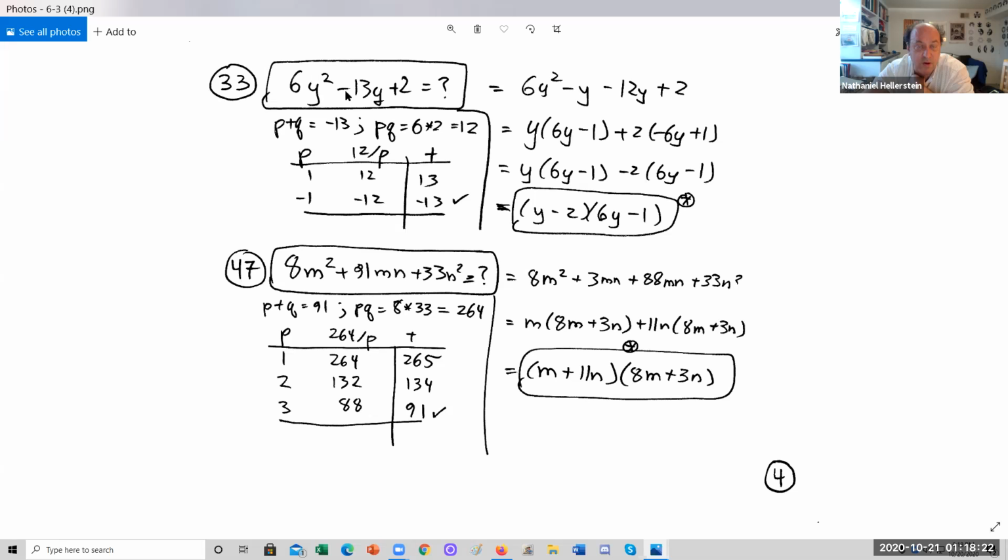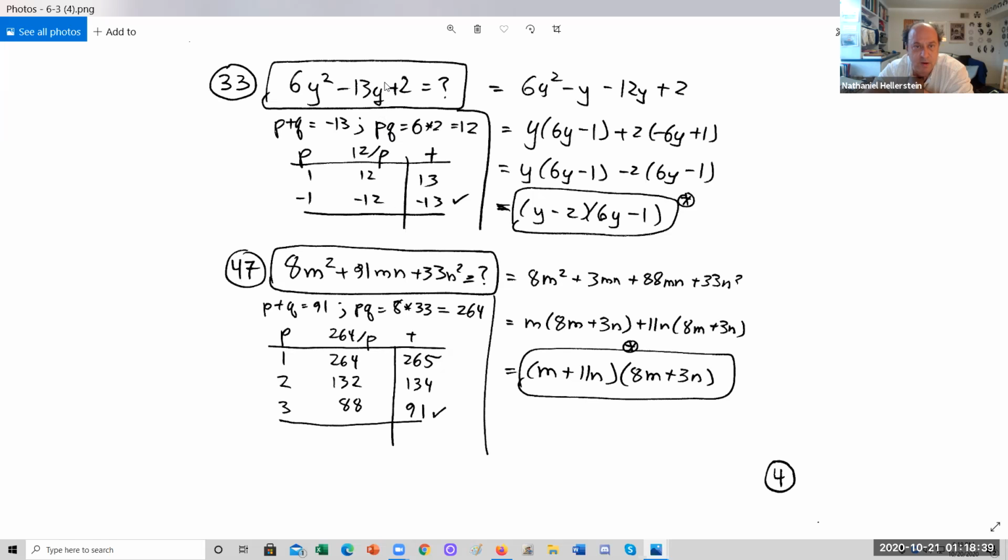16y squared minus 13y plus 2. All right. P and Q have to sum to negative 13. P times Q is 6 times 2, which is 12. Okay, and after a very brief search, negative 1 and negative 12 work. Their product is 12, their sum is negative 13.